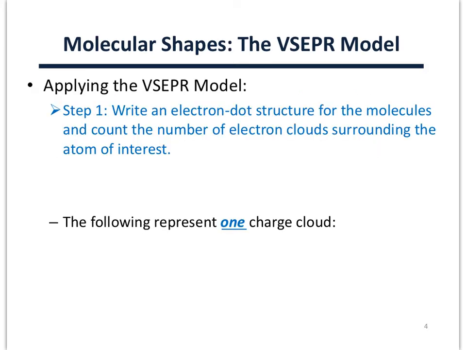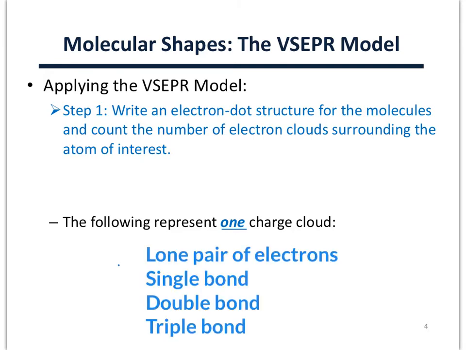The first step in the VSEPR model is to draw the Lewis structure and count the number of charge clouds surrounding the central atom, or the atom of interest in a molecule with multiple central atoms. Charge clouds are groups of electrons, not individual electron pairs. One lone pair of electrons, one single bond, one double bond, or one triple bond all can count as one individual charge cloud.